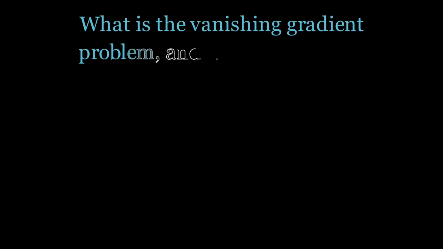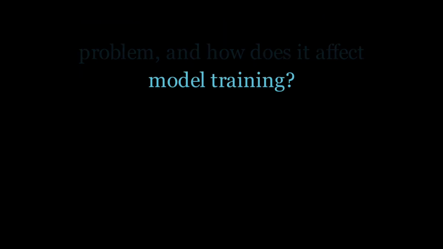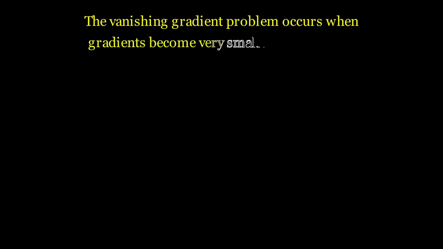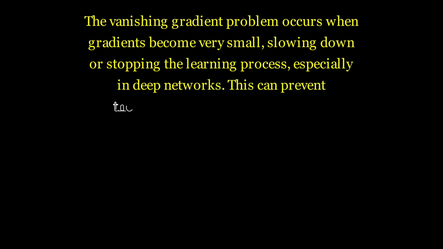What is the vanishing gradient problem and how does it affect model training? The vanishing gradient problem occurs when gradients become very small, slowing down or stopping the learning process, especially in deep networks. This can prevent the model from learning effectively.